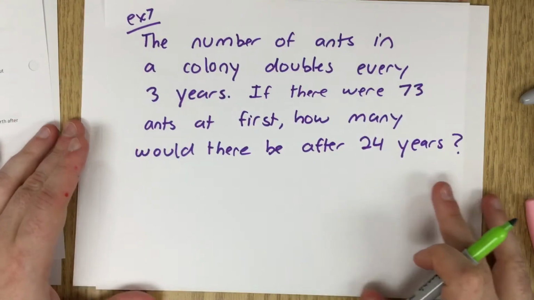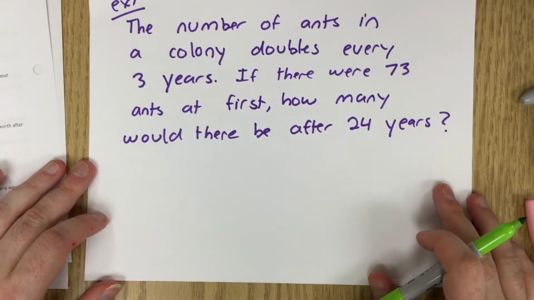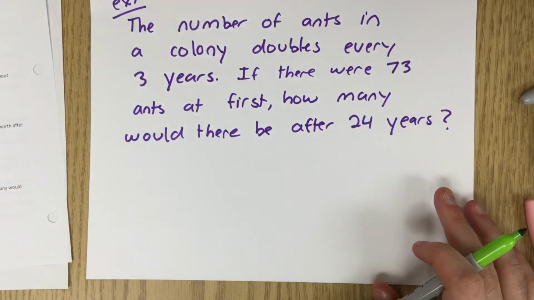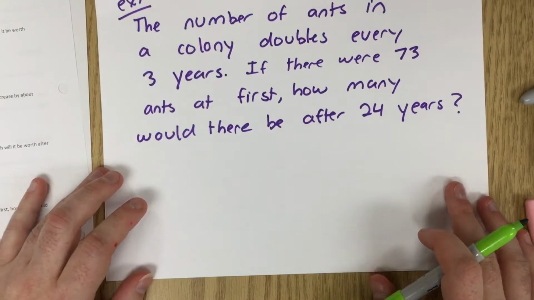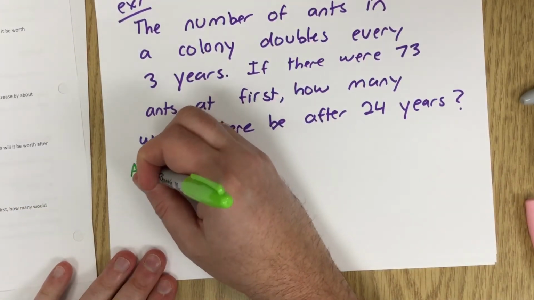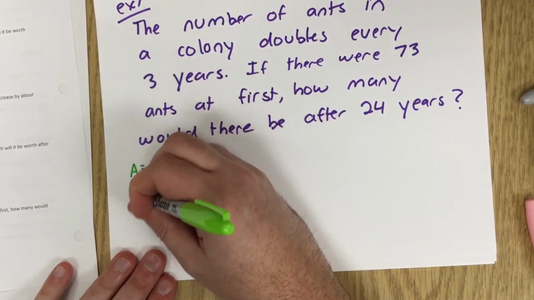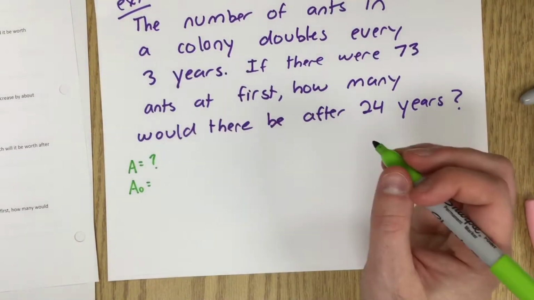Number 7. The number of ants in a colony doubles every 3 years. If there were 73 ants at first, how many would there be after 24 years? I'm going to guess probably quite a few. So the final amount, we don't know. We started off with 73.